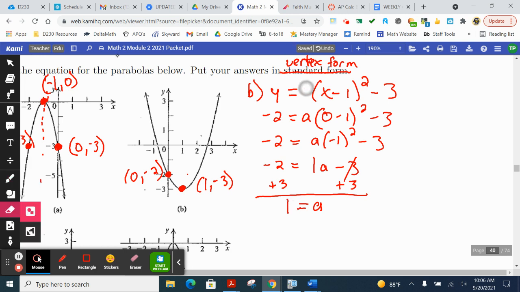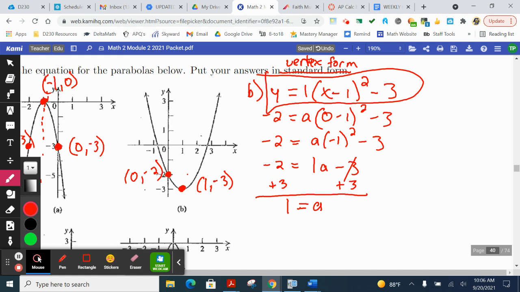All right, so we go back to this a. We just let that be a 1. This is your final equation. Okay? So be able to do both. I can give you a graph, I can give you the points, and we should be able to work our way through it. We've done it with the table as well. So if I give you a table, don't be fooled by that.